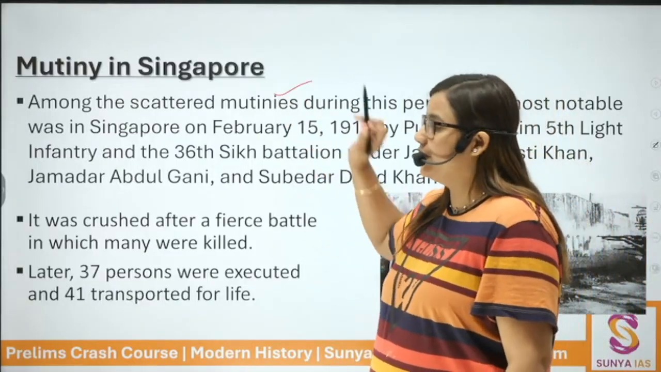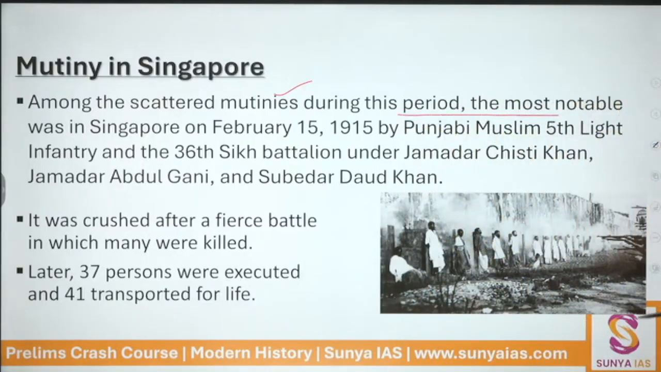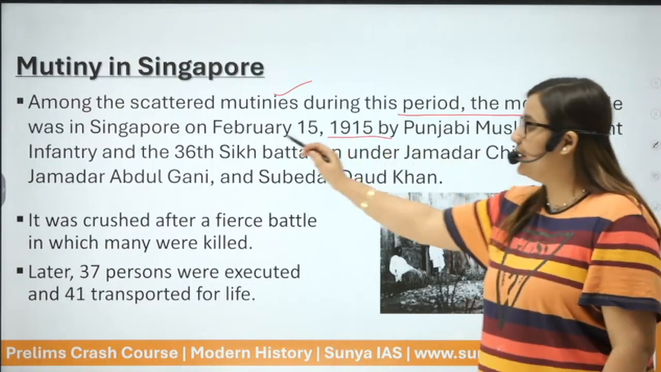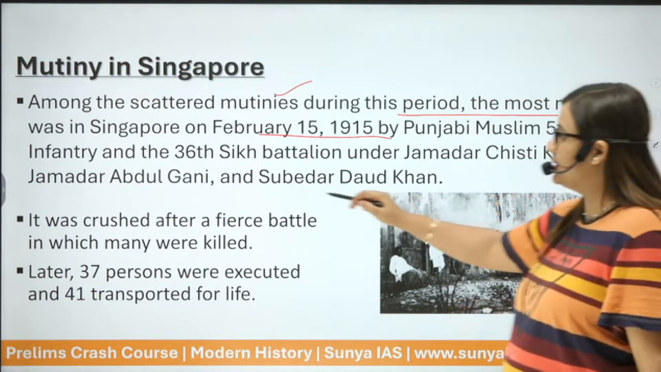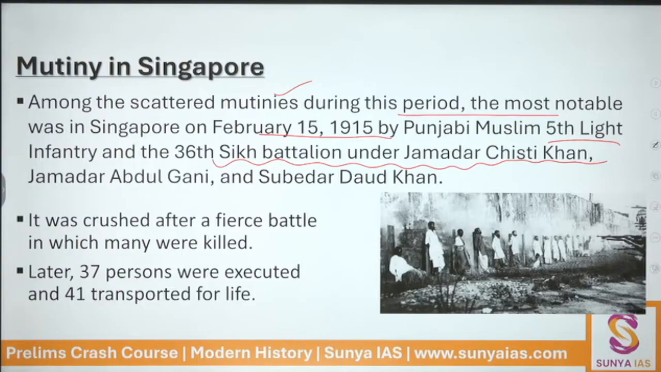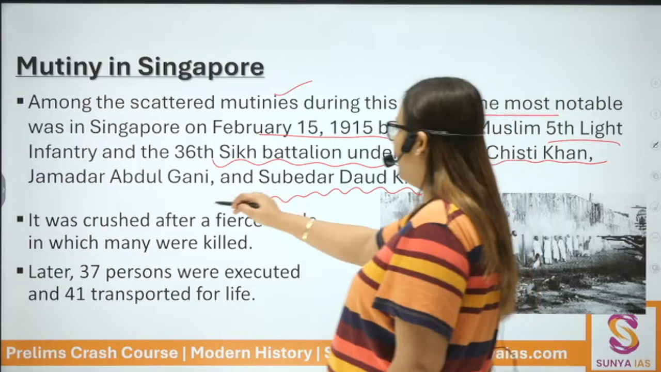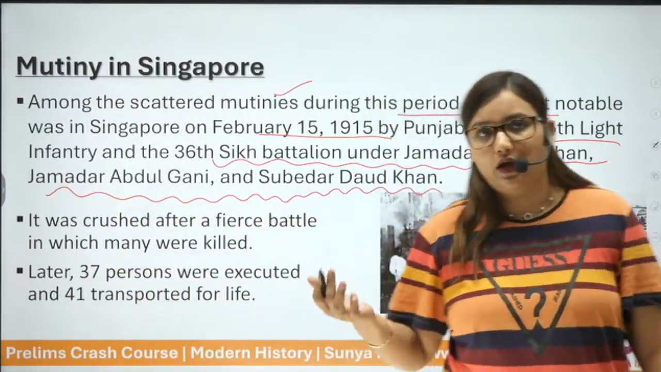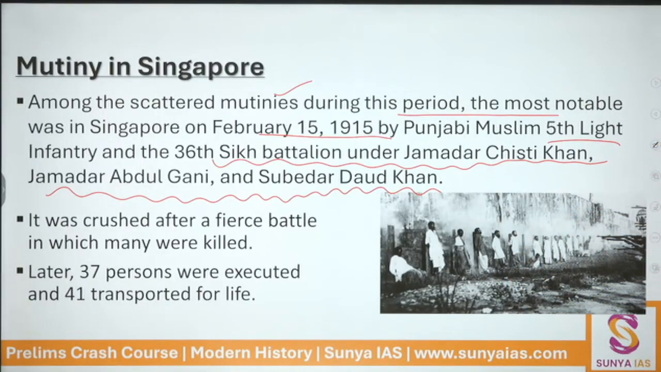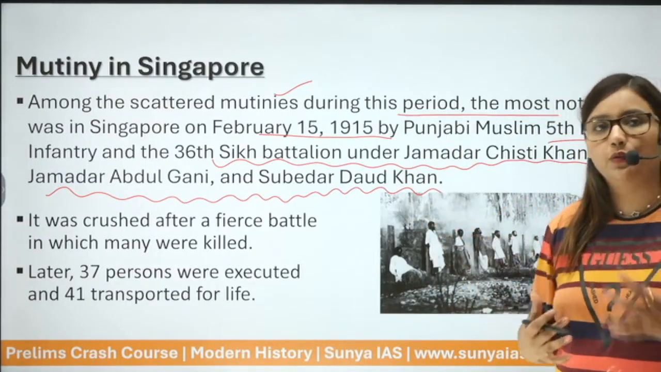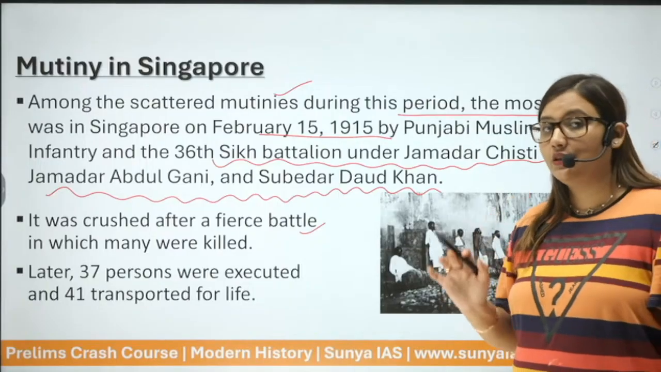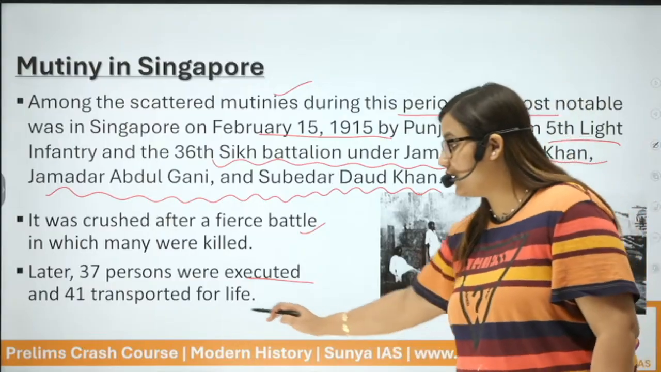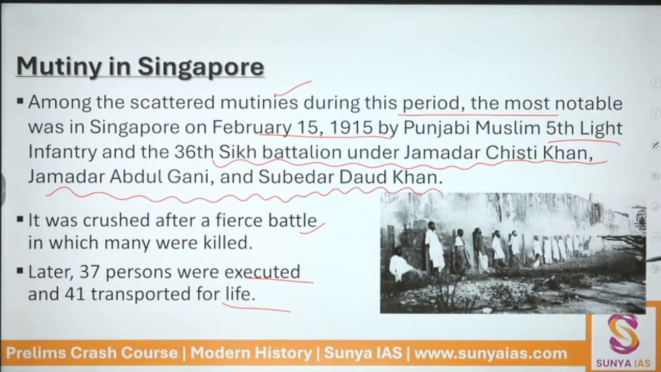There was a mutiny in Singapore also. Among the scattered mutinies during this period, the most notable was the Singapore Mutiny, which happened on 15th January 1915 by the Punjabi Muslim 5th Light Infantry and the 36th Sikh Battalion under Jamadar Chishti Khan, Jamadar Abdul Ghani, and Subedar Daud Khan. So basically, these three leaders were there. They wanted to have a mutiny because, of course, they were in the army, but it was crushed after a fierce battle in which many were killed. 37 persons were executed and 41 were transported for life. You can see this picture here, how they were shot dead.